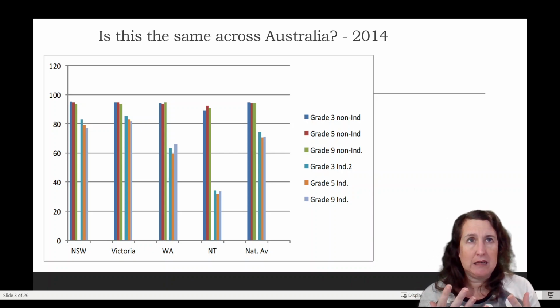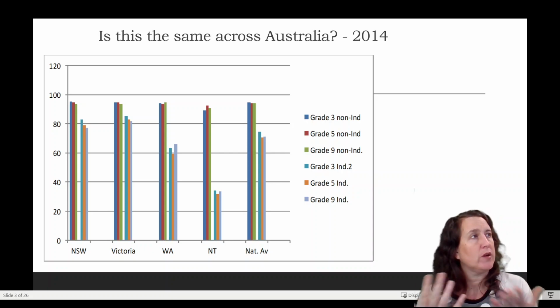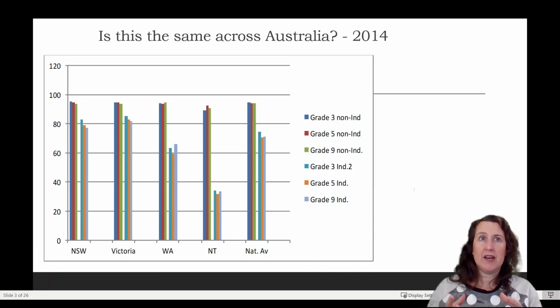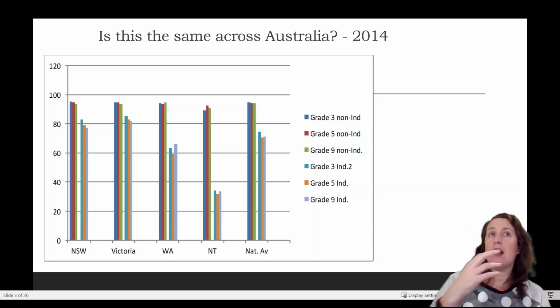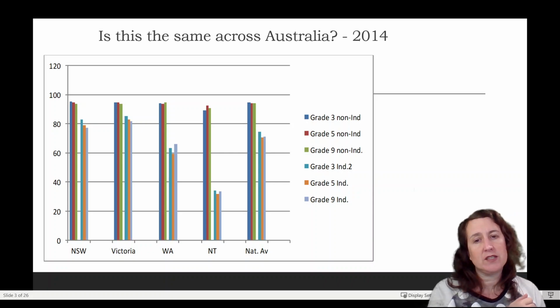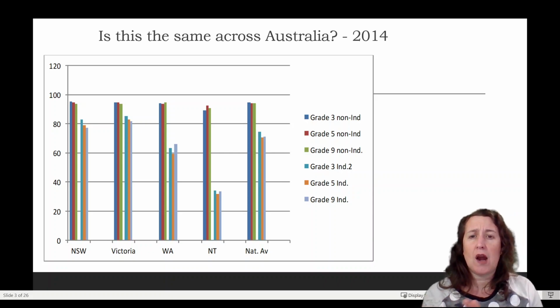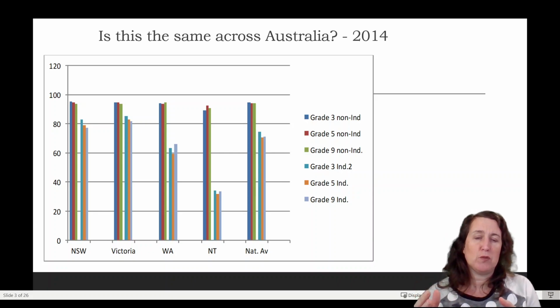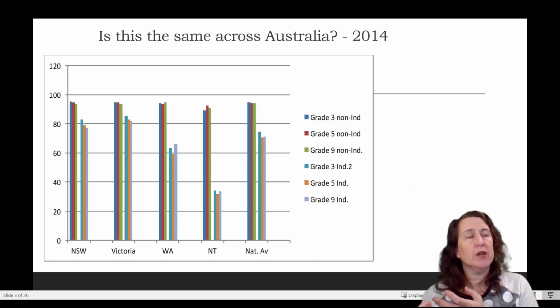So place also impacts. We're not just talking about place in terms of remote versus major cities here, we're talking about what state an Indigenous student is being educated in is impacting on their results. And in fact, the results for Northern Territory are quite poor. We're looking at somewhere around 30% of the Indigenous students meeting this national minimum standard versus around 90% for non-Indigenous.